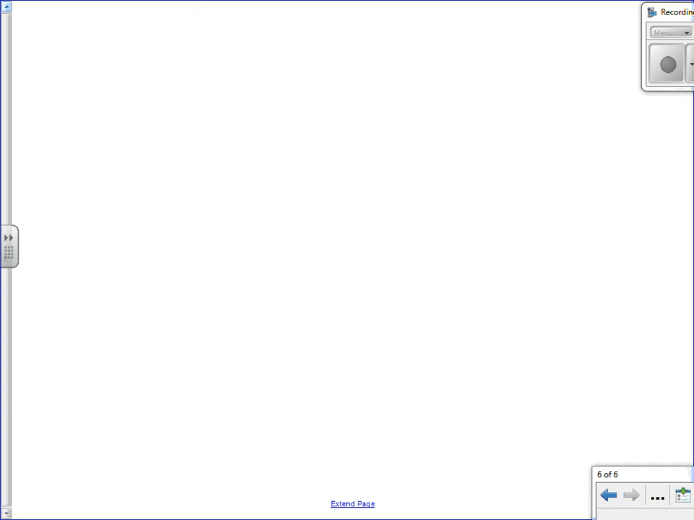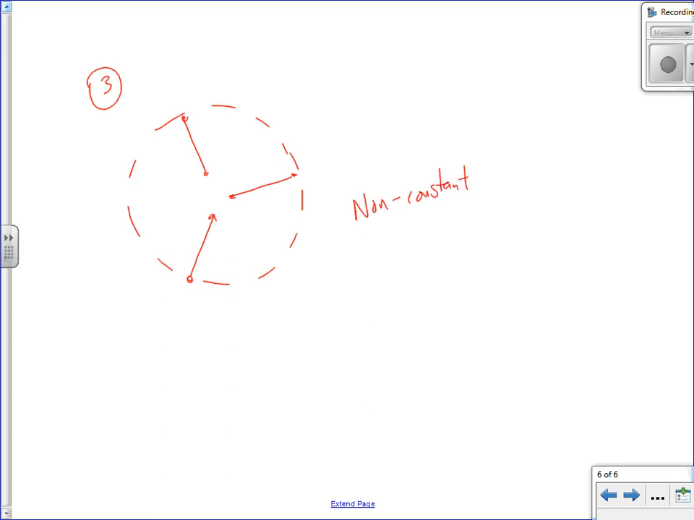Number 3. An object tied to a spring moves in a circular path at a constant speed. Which of the following statements is accurate? Net force is 0? No, not accurate. Acceleration is 0? No, not accurate. Ooh, acceleration is constant? Also not accurate. The acceleration of the object anywhere on this circle is like this, like that, like that. The direction constantly changes, even of the acceleration. So this has a non-constant acceleration. So none of those are true.